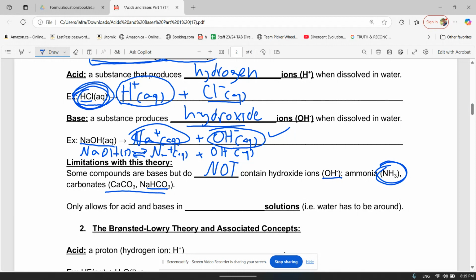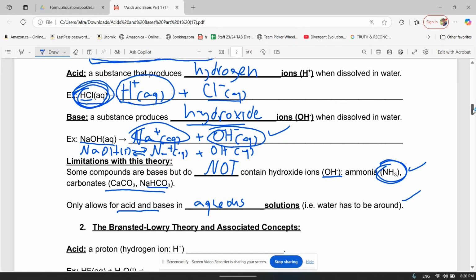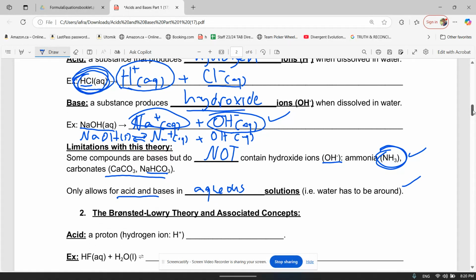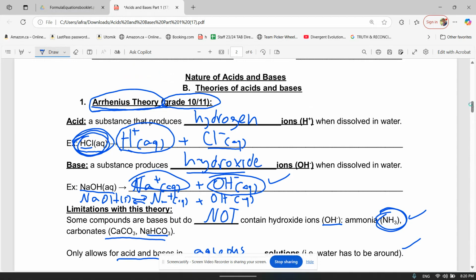And the other thing about Arrhenius theory is that it only allows for acids and bases in aqueous solutions. So that means water always has to be around, but it doesn't really always have to be around to have acids and bases. So these are two main limitations that the Arrhenius theory can't really explain. So when a theory can't explain something, we have to use a different theory. Now keep in mind, doesn't mean this theory is necessarily wrong, it just means that it's not the most complete, and it works for now.